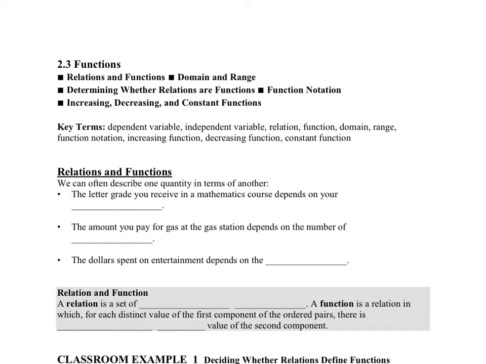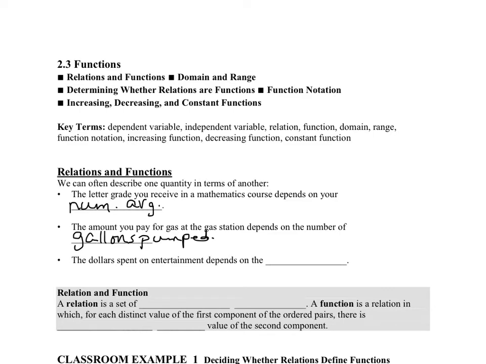So, for example, if you look at the blanks, the letter grade you receive in a mathematics course would depend on your numerical average, would go in that first blank. Your numerical average would determine your letter grade. Now, next one, the amount you pay for gas at the gas station would depend on the number of gallons pumped. So the amount that you have to pay will depend on the number of gallons you put in your tank.